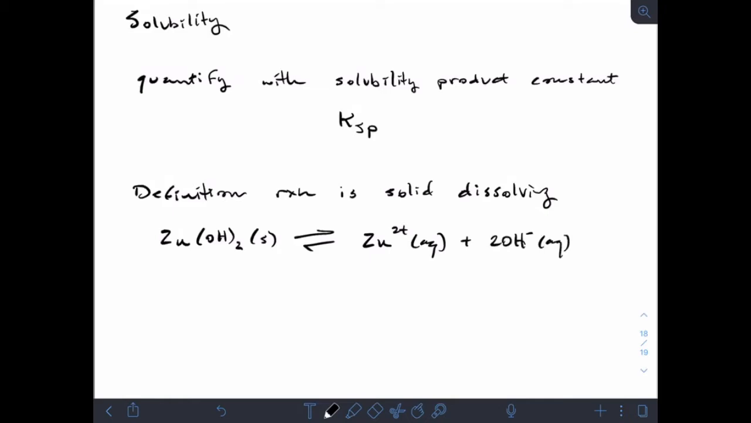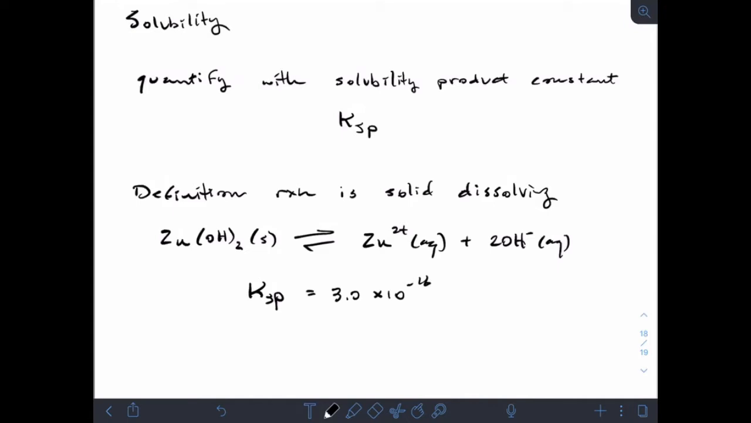Now you might be thinking, if you're keeping your solubility rules in mind, you might be saying, wait a minute, zinc hydroxide is not soluble. Well, in reality it is, but to a very tiny amount. So the Ksp for zinc hydroxide is 3 times 10 to the minus 16.